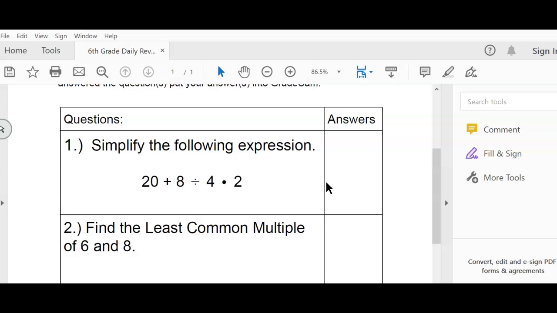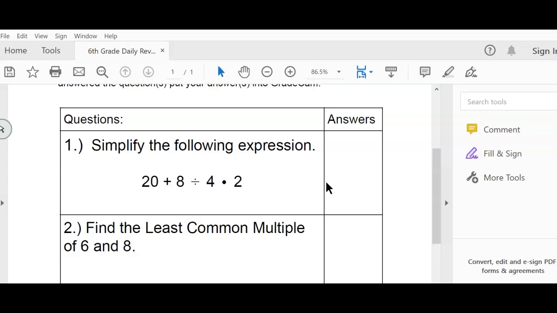20 plus 8 divided by 4 times 2. What should we do first? Hudson. Division. Why are we doing division first? Someone else. Becca. Good. So no grouping. No exponents. Multiplying and dividing are in the same group. You work from left to right.